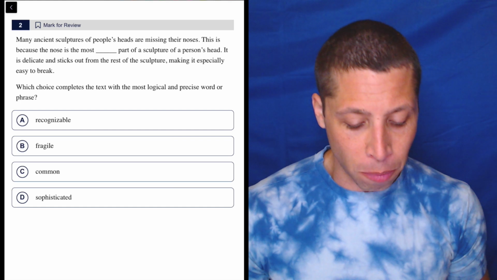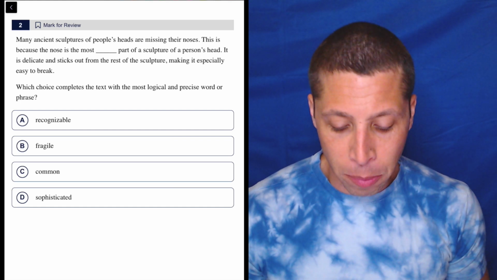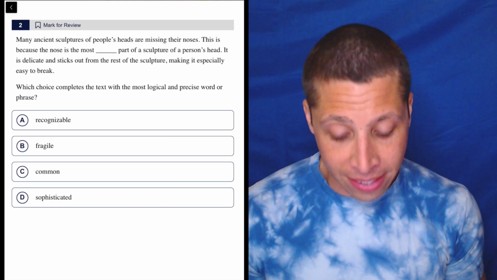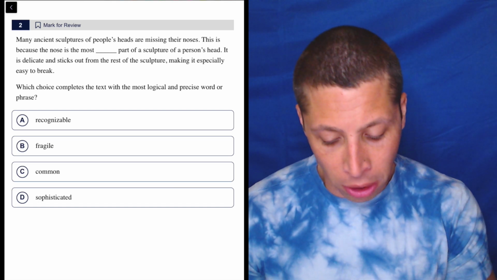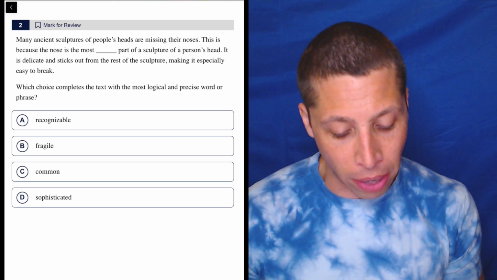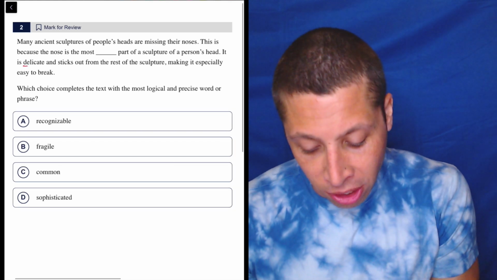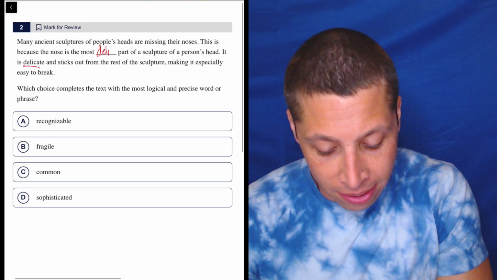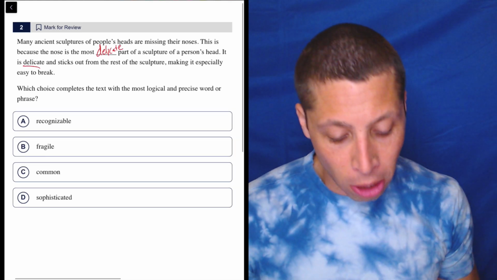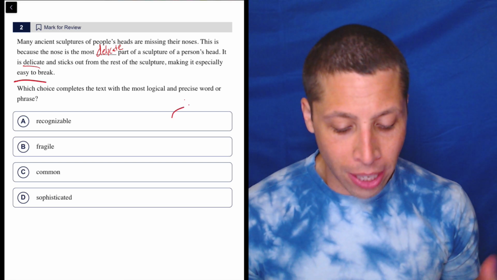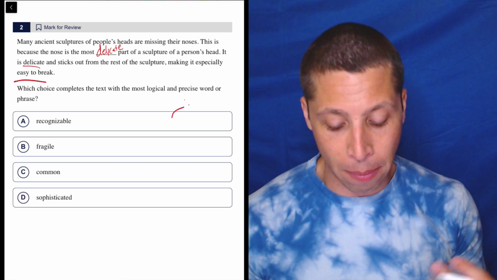Many ancient sculptures of people's heads are missing their noses. This is because the nose is the most blank part of a sculpture of a person's head. It is delicate and sticks out from the rest of the sculpture, making it especially easy to break. So we could put a lot in that blank, right? We could say, very simply, it is the most delicate part of a sculpture. It is the most easy to break part of a sculpture, right? So there is a lot of repetition of the same idea.